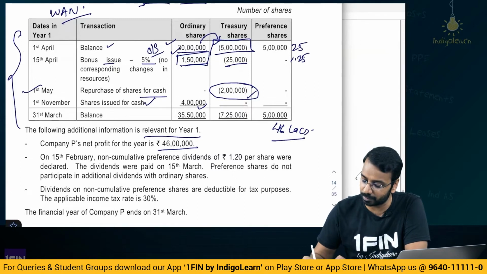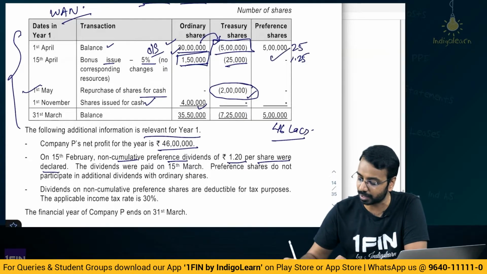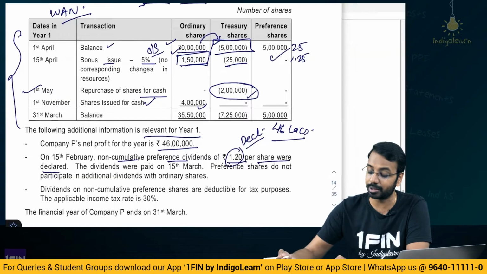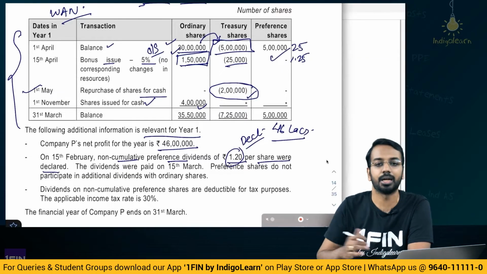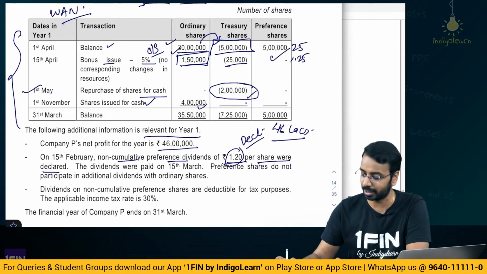Then, on 15th February, non-cumulative preference dividends of 1.2 per share were declared. So, on the preference shares, which you can see are 5 lakhs, 1.2 per share has been declared. They are not cumulative, they are non-cumulative. Now, when you are calculating earnings per share, you will reduce this particular dividend.